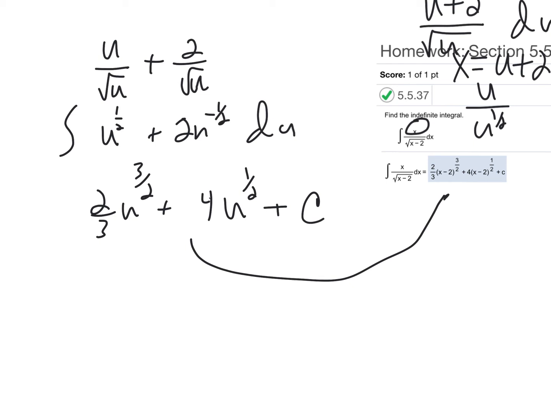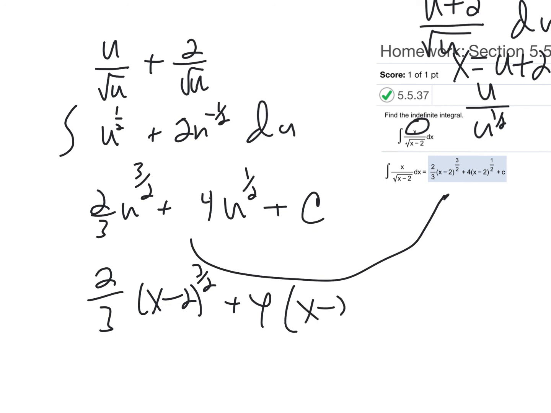Now we've got to do the back substitution. Okay. So u becomes... right, because we said u was x minus 2, so 2 over 3 times x minus 2 to the 3/2 plus 4 times x minus 2 to the 1/2, then plus a constant.